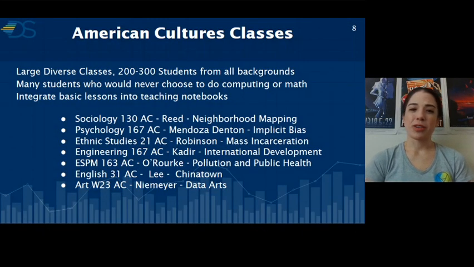Modules has had a strong relationship with American Cultures classes. So American Culture, or AC classes, are a requirement for undergrads at UC Berkeley. They tend to be on the larger side, 200 to 300 students, and because every student has to take them and doesn't have to take it in a particular domain, they tend to attract a diverse crowd of students, many of whom have never done coding or stats or have actively avoided doing it.